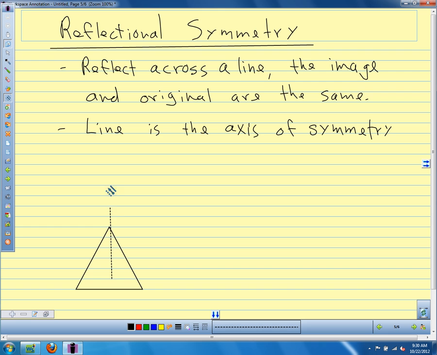Let me draw that a little better. Try one more time. Well, that made it worse. I'm going to start here and I'll do this. About as good as I can get. So this is my axis.